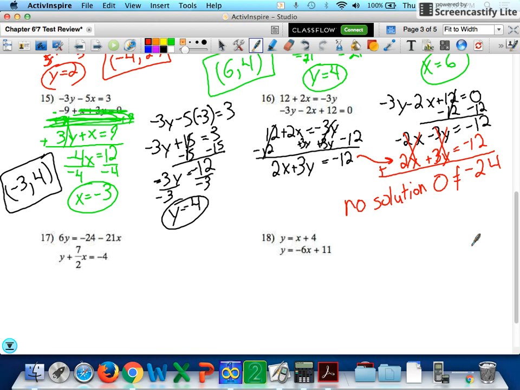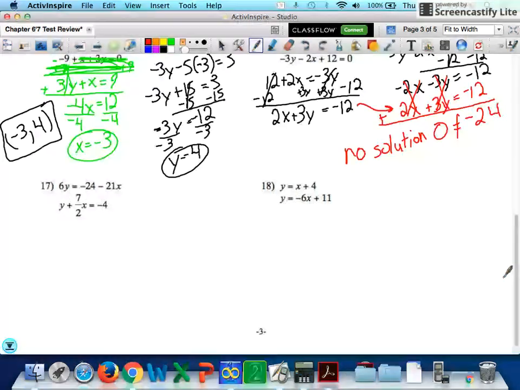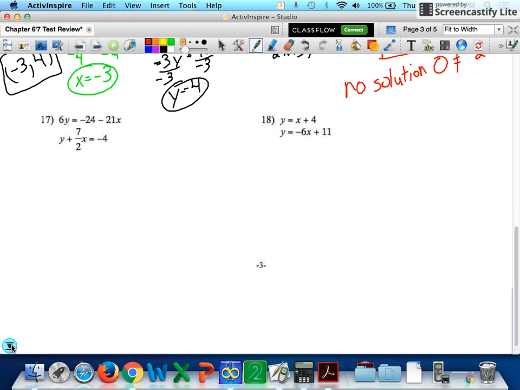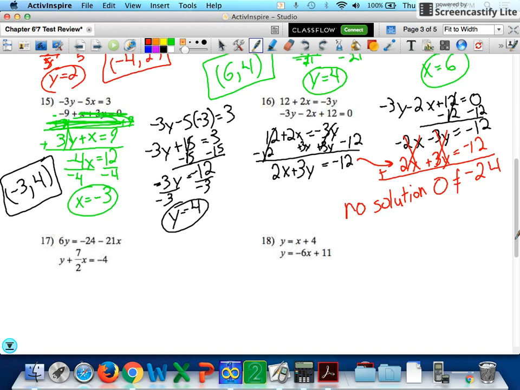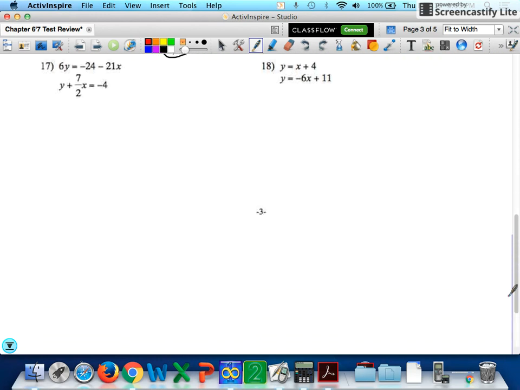Picking up where we left off, we're down here on number 17, and it was a doozy of a problem. Okay, so there's number 17. If I can get my scroll to work right, there we go. There's number 17. And I look at that and I was like, golly, I don't know any way to do that one.